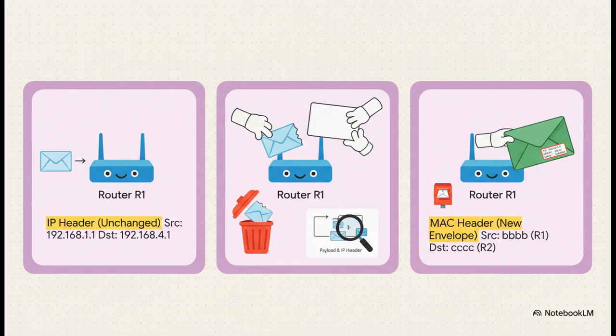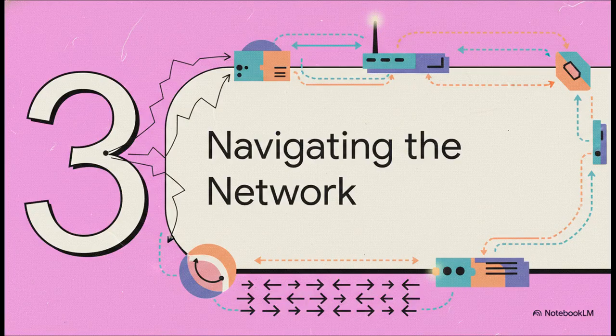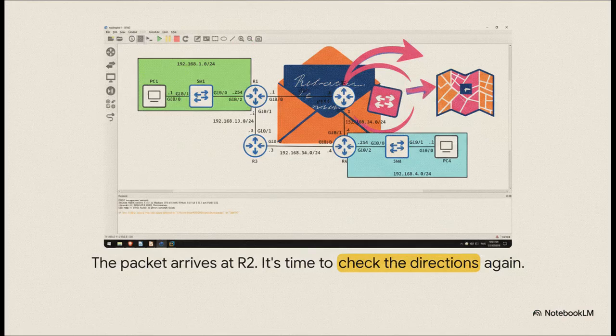The journey continues. So our packet is now deep in the network, hopping from router to router. And what seemed like a whole bunch of steps is now just becoming a clear, repeatable pattern. The packet arrives at router R2. And what does R2 do? You guessed it. It does the exact same thing R1 did. It strips off the envelope, looks at the destination IP address on the letter, and consults its own local map.